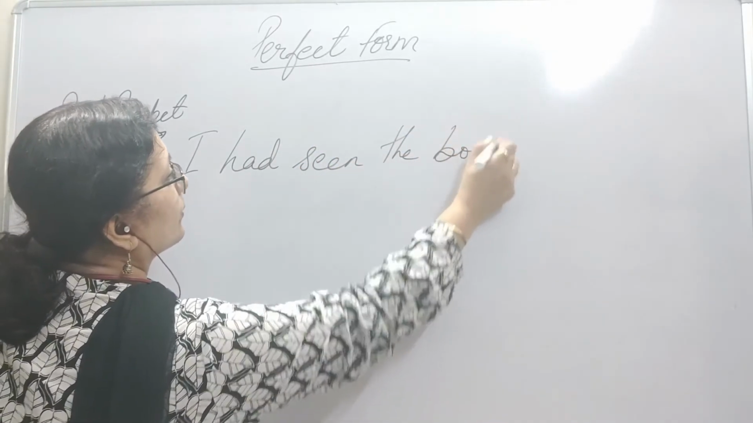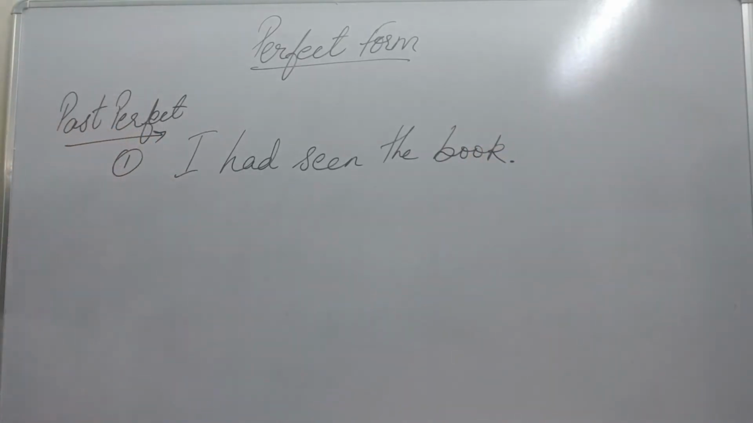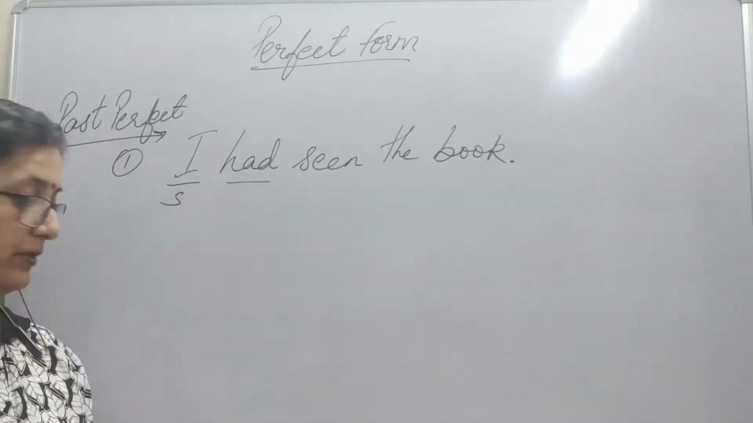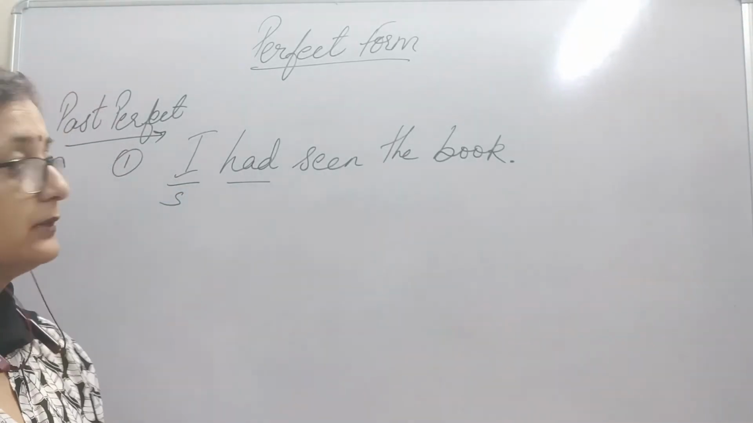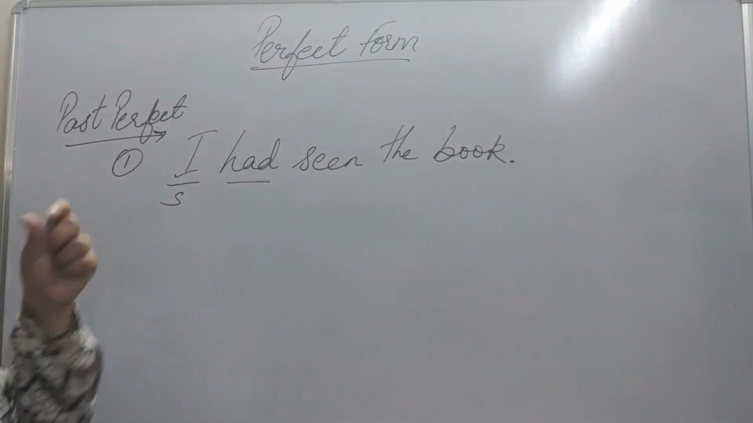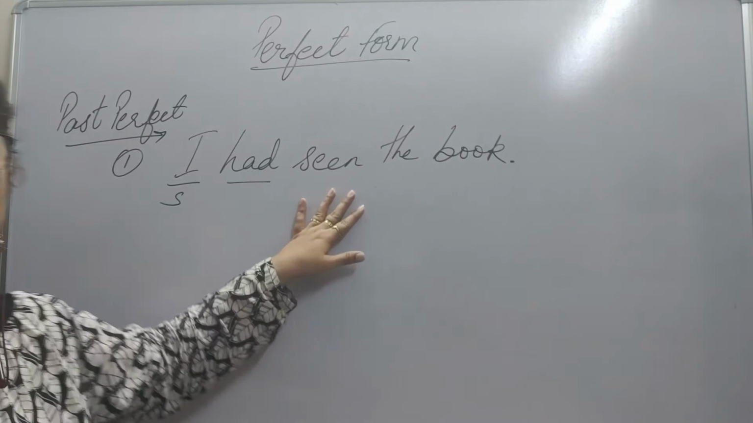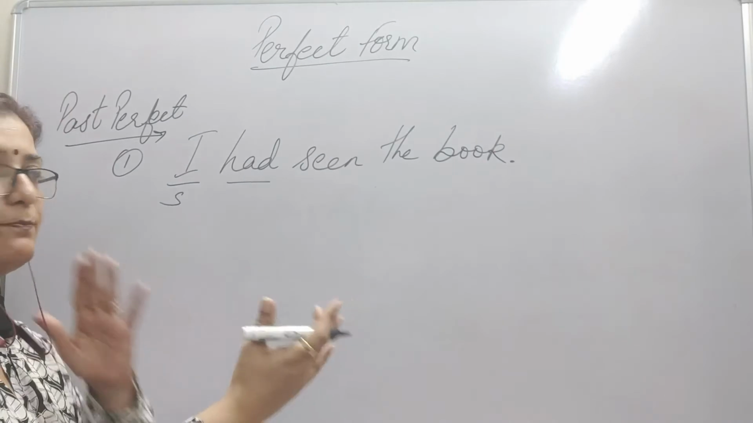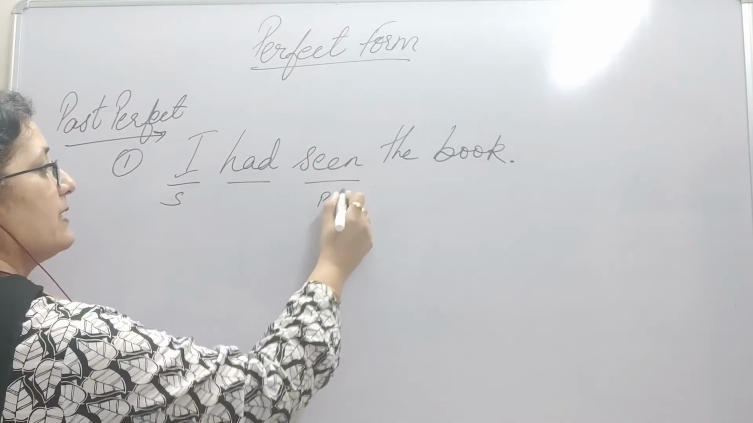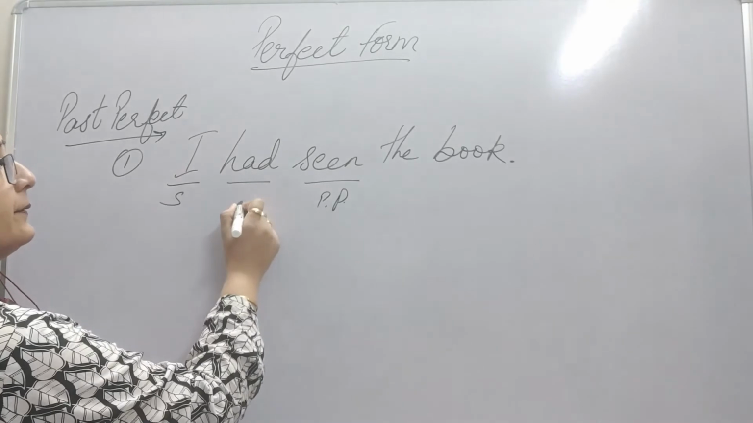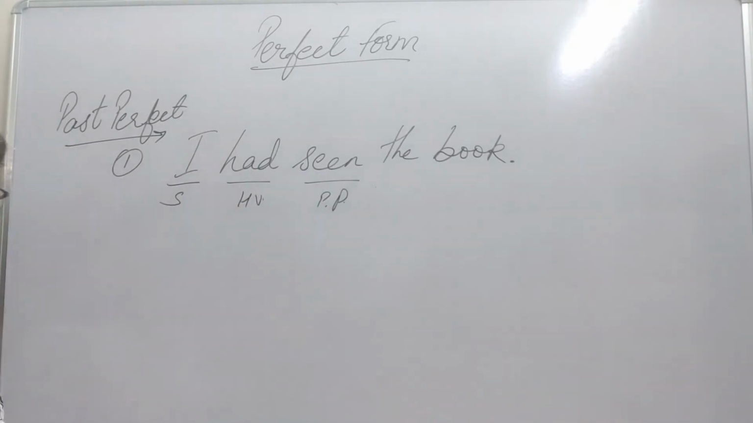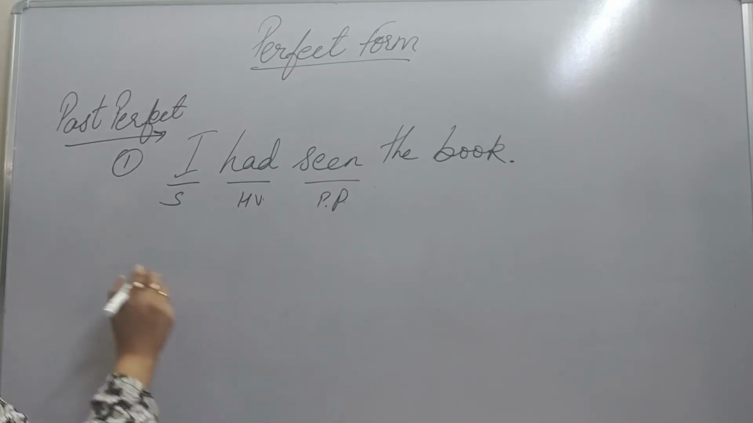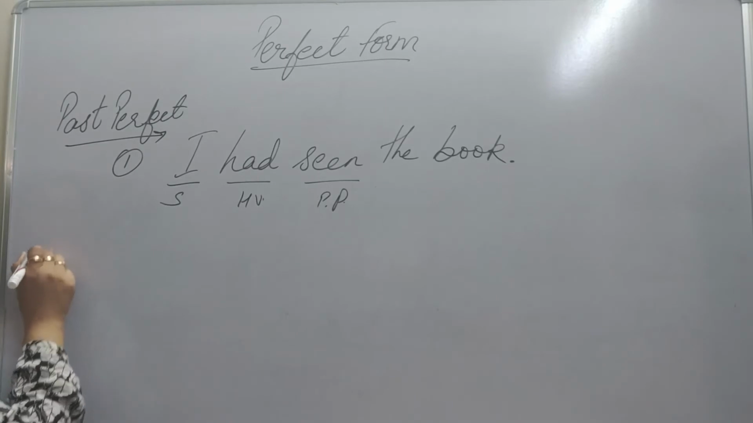the book. Okay. Now here in this sentence, I is our subject, had is the past form of the helping verb have, and seen is the past participle of the verb see. The root form of the verb is see, and that past participle is seen. Past participle, and this is our helping verb. Clear? Now let's see the second. Let me give you all three similar kinds of sentences, then that's going to be more clear to you.